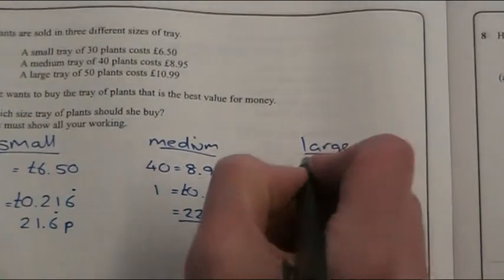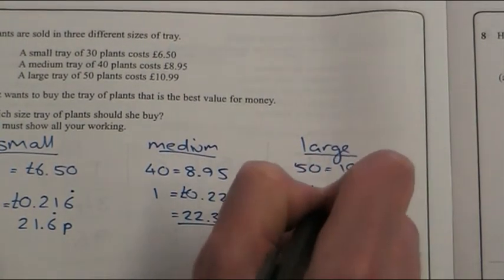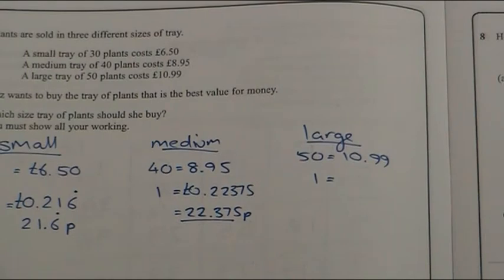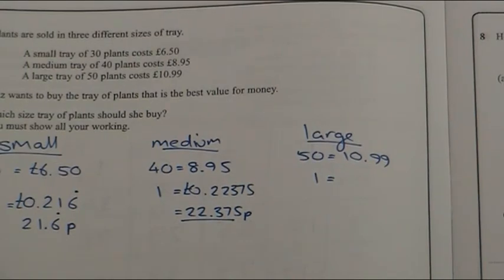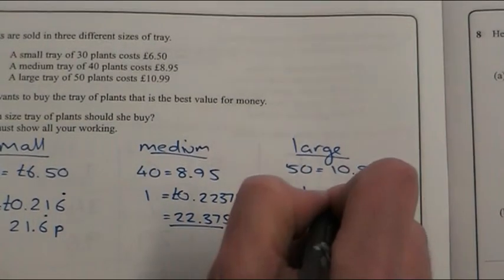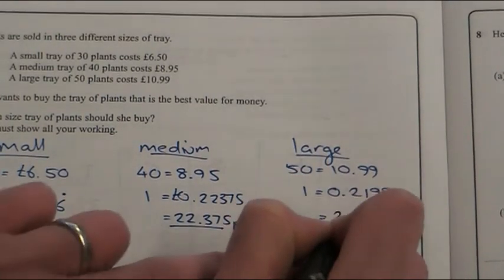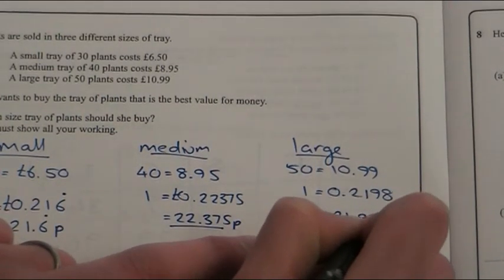And the large, we have 50, and that's £10.99. So this time, to find 1, I'm dividing by 50. So £10.99 divided by 50 equals 0.2198, which is 21.98 pence.